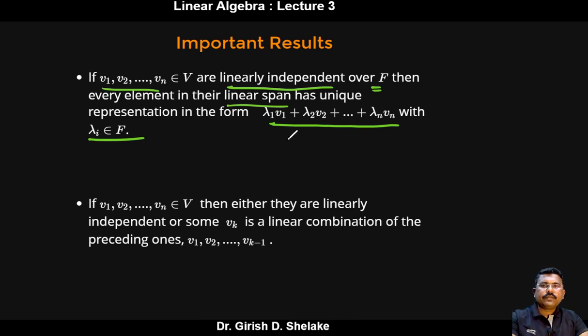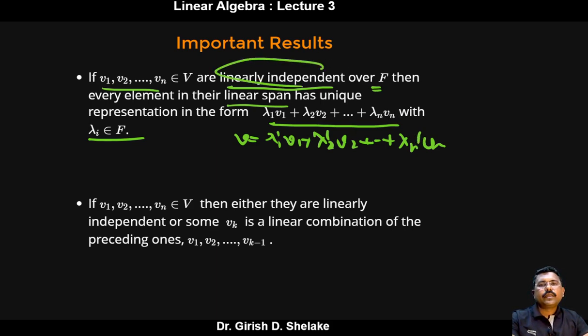It means that if we try to write the same vector in a different way, for example lambda 1 dash v1 plus lambda 2 dash v2 and so on up to lambda n dash vn, then it is quite easy to show that lambda 1 is equal to lambda 1 dash, and so on, lambda n is equal to lambda n dash, by using the property that our vectors are linearly independent. So this is one of the important results.